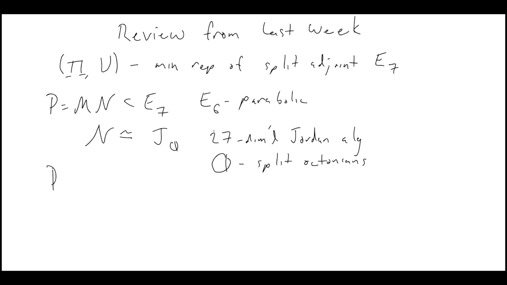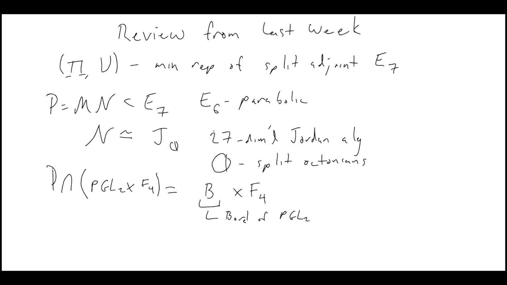Okay, if we take this parabolic and we intersect it with our dual pair, this PGL2 cross F4 dual pair, what we'll get is, well, this completely contains the F4 factor, so you have all of F4, but then its intersection with PGL2 becomes a Borel of PGL2, and let's say that we have a Levi decomposition T times U.